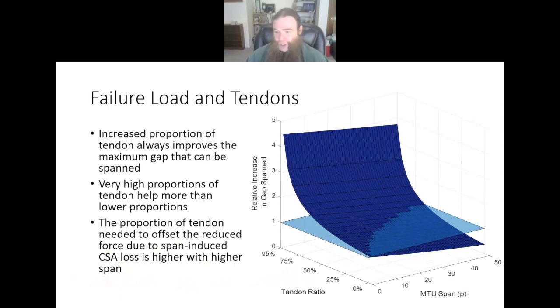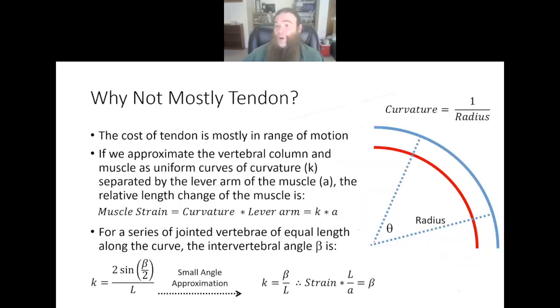So now we have this additional variable. We can look at the consequence in terms of gap span relative to a monoarticular system. So the blue plane is a monoarticular system with no tendon whatsoever. And we can see that, as before, increasing your span always reduces your performance, but having more tendon dramatically increases it. So all you need is a fair bit of tendon to compensate for these losses, and you have substantial performance improvements. This, in turn, does match what we see in the animal. But why not make it mostly tendon?